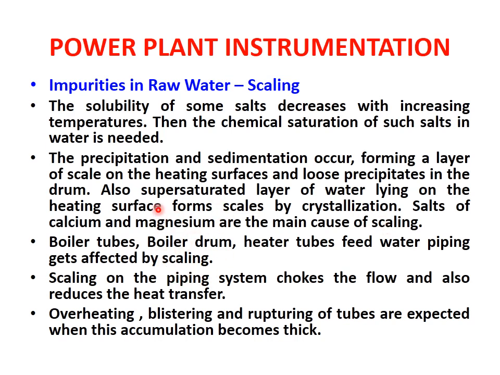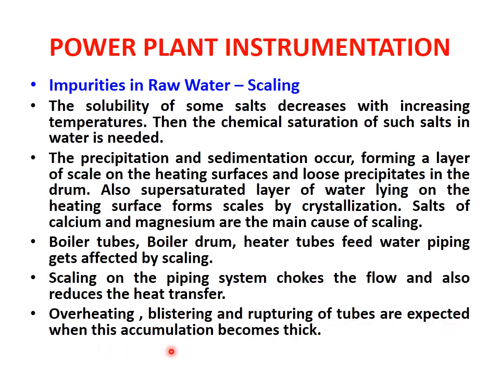So what are the parts of the boiler which are getting affected more? Boiler tubes, boiler drum, heater tubes, and feed water piping get affected by the scale formation. Scaling on the piping system chokes the flow and also reduces the heat transfer. This is the major issue which the boiler or the power plants are facing, that if scaling formation is there on the piping system, it chokes the flow and also reduces the overall heat transfer coefficient.